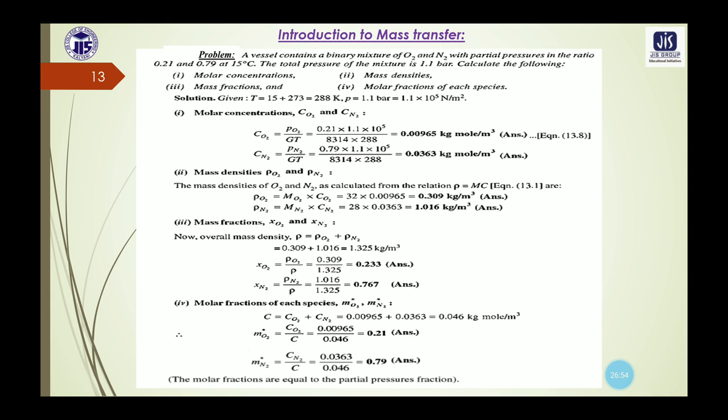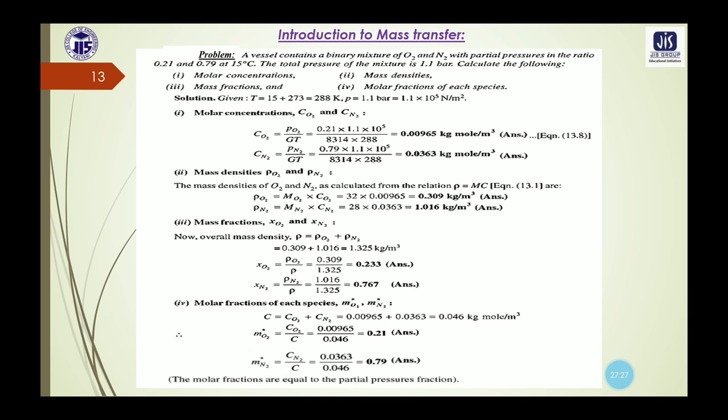Let us discuss the next numerical. It is given a vessel contains a binary mixture of oxygen and nitrogen with partial pressures in the ratio of 0.21 and 0.79 at 15 degrees centigrade. The total pressure of the mixture is 1.1 bar. We need to calculate the molar concentration, the mass densities, mass fractions and molar fractions of each species. So these four different things we need to calculate here.